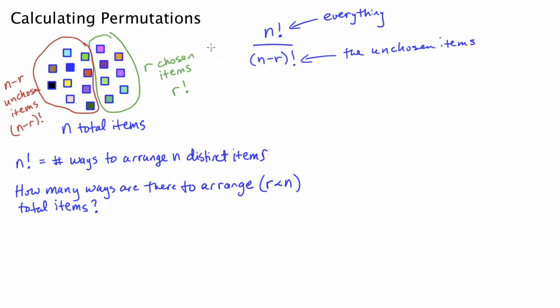This leads to what is called our permutation formula. And in fact, the notation here that we use in class is P(n, r) is equal to n factorial over (n minus r) factorial. So this is called an r-permutation.